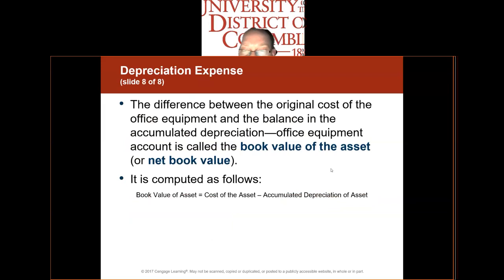Now, if there's ever a difference between the original cost of the office equipment and the accumulated depreciation, we call that the book value of the asset, also known as net book value. The way we compute it is we take the original cost of the asset, in our case the dump truck, $25,000, minus the accumulated depreciation of that asset. For the first year, it would be $5,000, which would mean at the end of the first year that I have that dump truck on my books, it's worth $20,000. That's the book value of it.